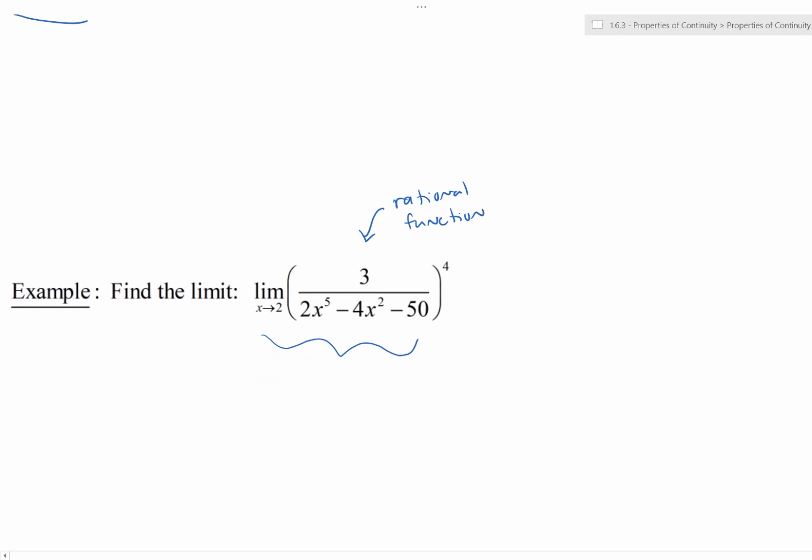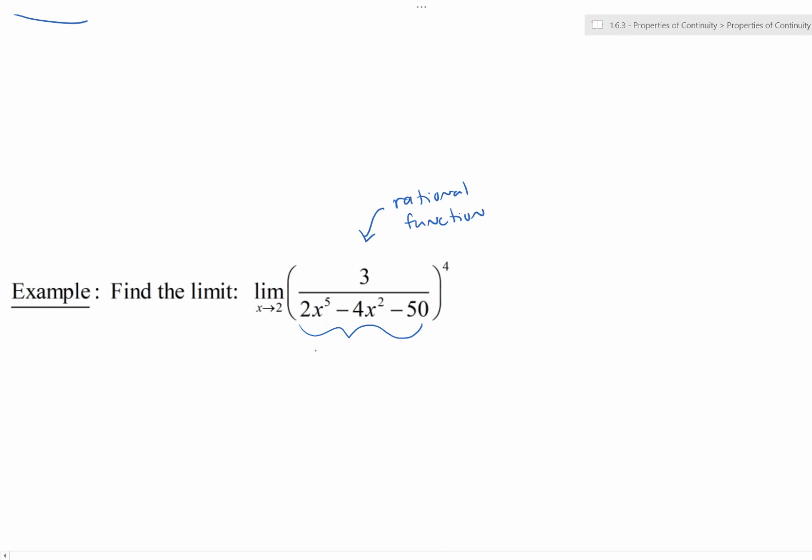Think of that inner function, the rational function, as your g function. As long as that is continuous at x equals 2, and the result of that is some location that is continuous raised to the 4th power, then this entire function that we're taking the limit of is going to be continuous at x is 2. And thus, in order to evaluate the limit, we just evaluate the function there. So let's do that.